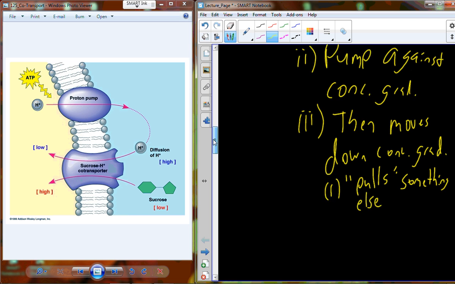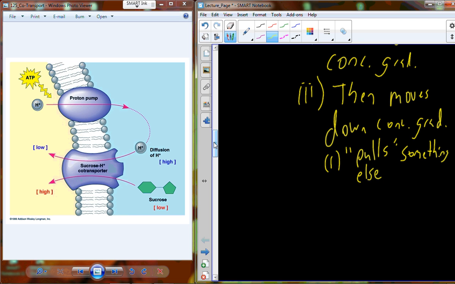And a lot of times, it's either going to be a really big molecule like sucrose, or it's going to be pulling a molecule against its concentration. So up to this point, passive diffusion, active transport, co-transport, or secondary active transport, all of these mechanisms work on typically just one molecule at a time.